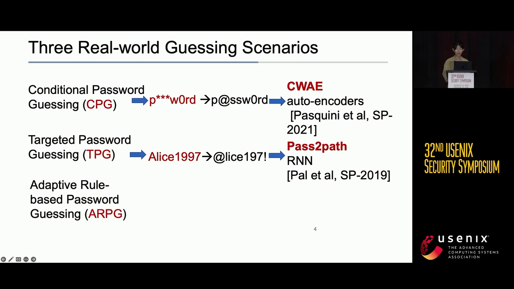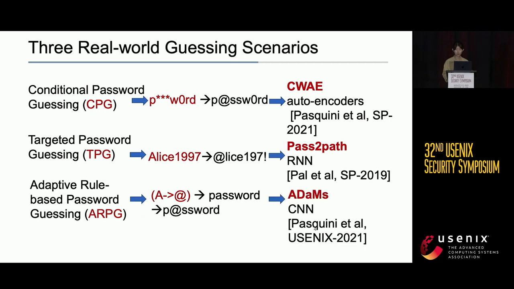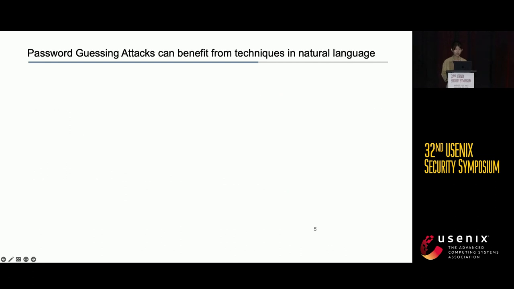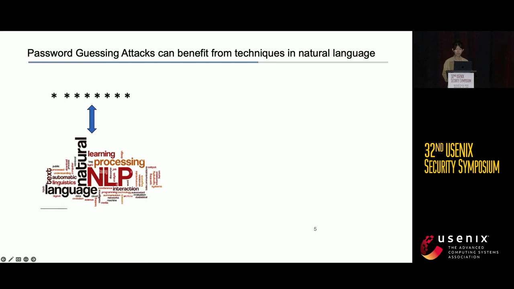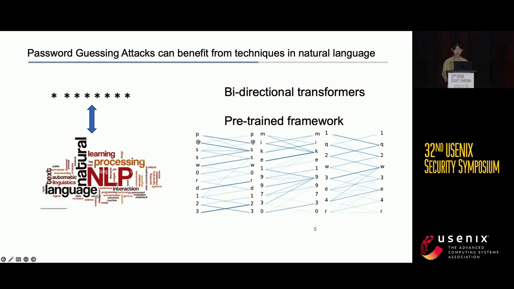Third, adaptive rule-based password guessing, ARPG for short. Given a relationship between a word and a rule, ARPG can classify adaptive rules of each word to hit the target passwords early on. Pasquini et al. also proposed a model based on CNN to achieve better efficiencies in ARPG tasks in 2021. Despite the progress made in these tasks, our paper explores the potential for further enhancements through the use of bidirectional transformers. As textual passwords are also a special natural language, password guessing attacks can naturally benefit from the techniques in the natural language processing field, where bidirectional transformers and pre-training stand out. As visualized in this picture, passwords like text also exhibit bidirectional modeling traits.